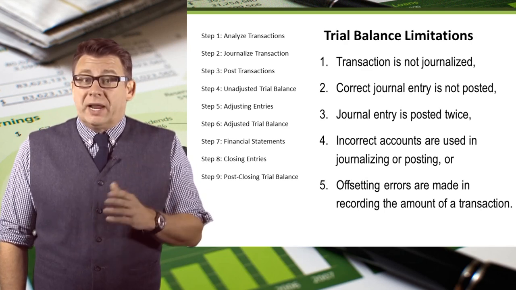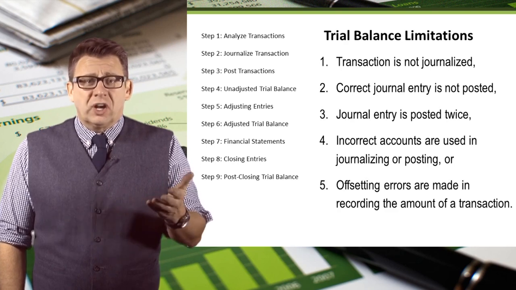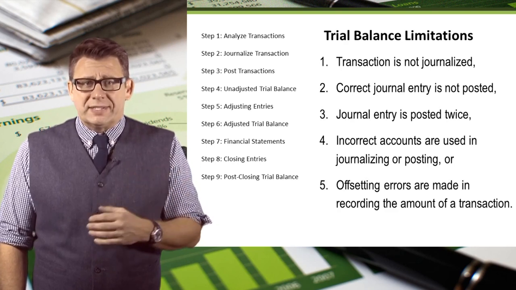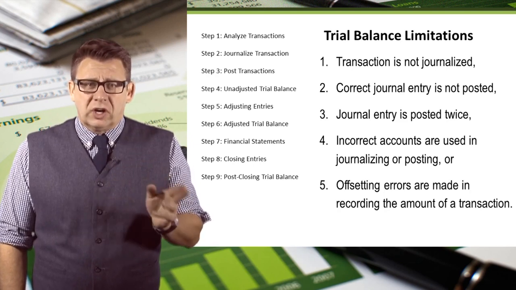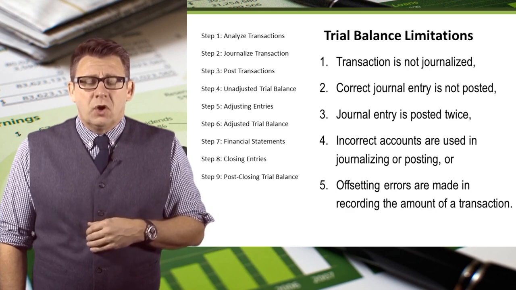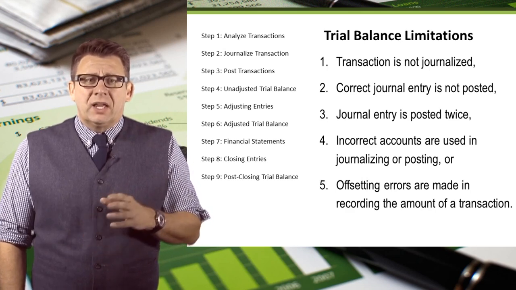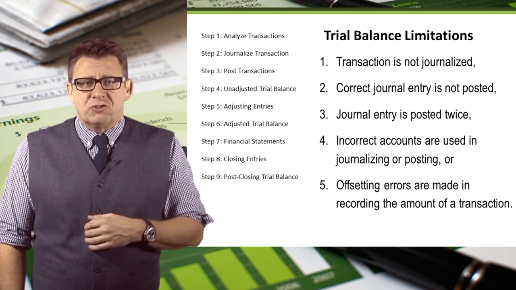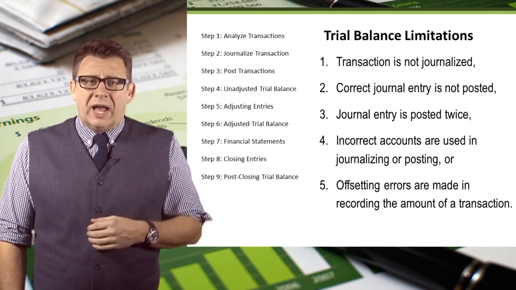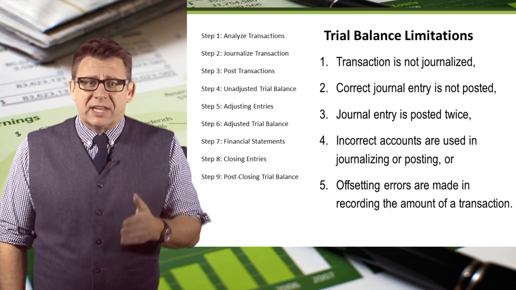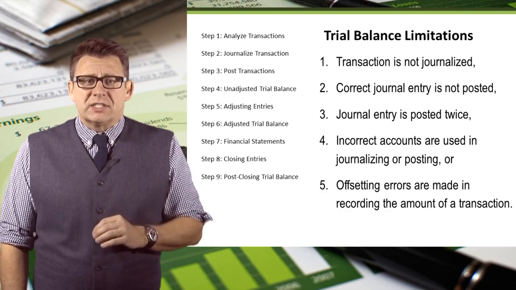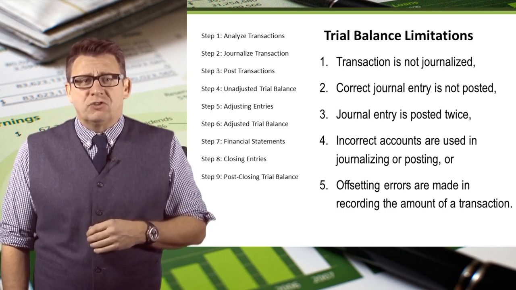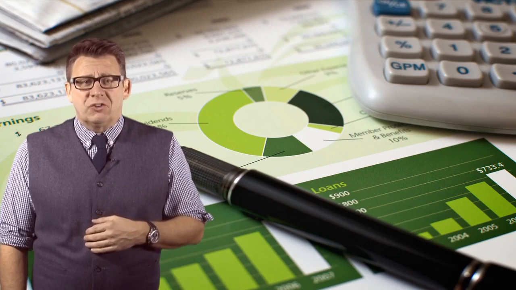So there are limitations to the unadjusted trial balance, including some transactions may not have been journalized. The correct journal entry might not have been posted. A journal entry may have been entered or posted twice. Incorrect accounts may have been used in the journalizing or posting of transactions. Or offsetting errors are made in the recording of the transactions. In fact, this is why we need to perform the next step in the accounting cycle, adjusting journal entries, so we can adjust the account balances to more accurately reflect the financial position of a company. And that concludes this short video on preparing the unadjusted trial balance.